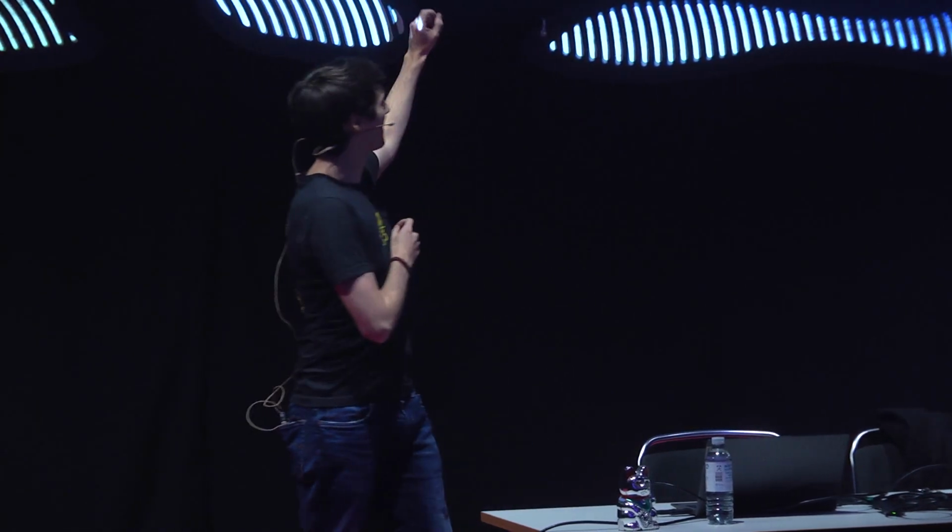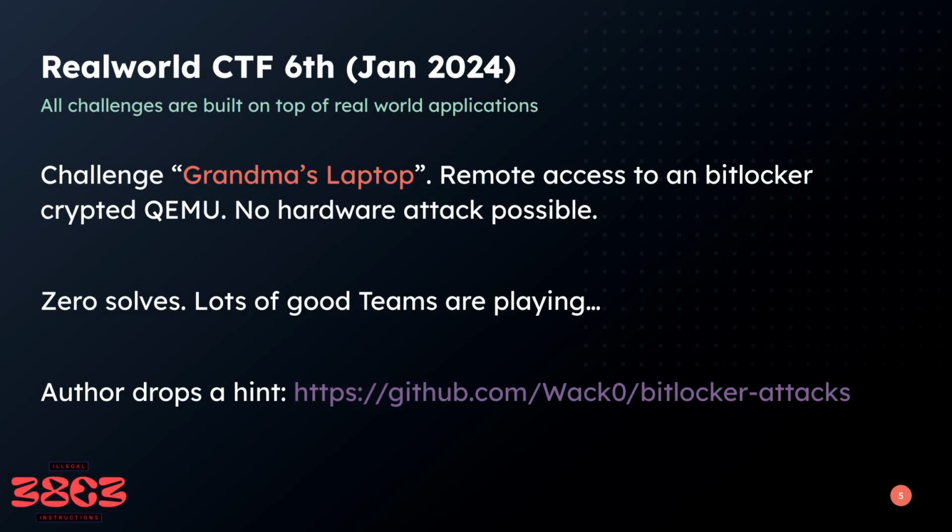You had QEMU, you could add devices to it, you could influence the boot process, you could access the BIOS and stuff, but the hardware was encrypted, and you didn't have the password. No one managed to solve that. Then after the challenge was over, the author published a hint to the BitLocker attacks GitHub repo. This was my entry point into this whole topic, because this repo is great. It's a good overview, but has very little actual tutorials or background information. So I really dove deep and figured, why would an up-to-date Windows be broken? It felt really wrong to be able to attack that remotely.